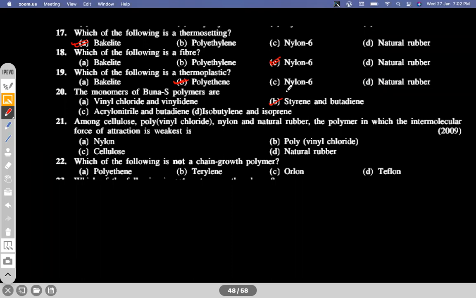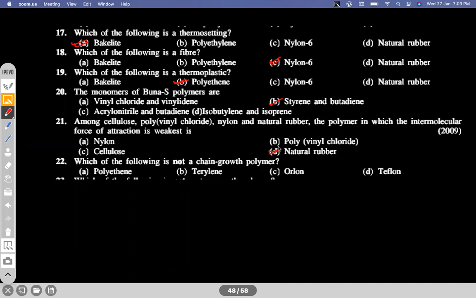The polymer in which the intermolecular force of attraction is weakest. How do we do this? Sir, I think elastomers have the weakest intermolecular forces, because we can stretch it, right? So which one is the elastomer here? Natural rubber, we can stretch it, right? So obviously the answer for this one is option D. So we can do this normally also, right? Like PVC is made into pipes, cellulose is wood. You have that understanding of which can be stretched or not. Based on that also you can do it, that's fine.